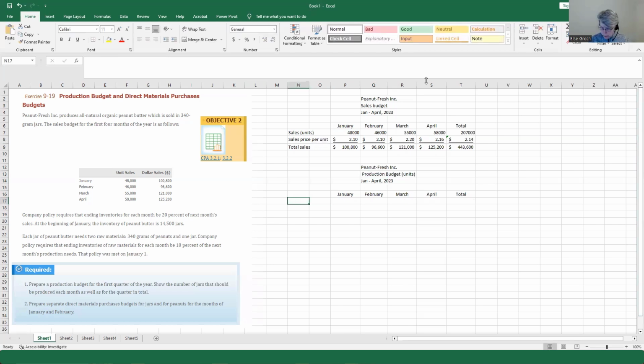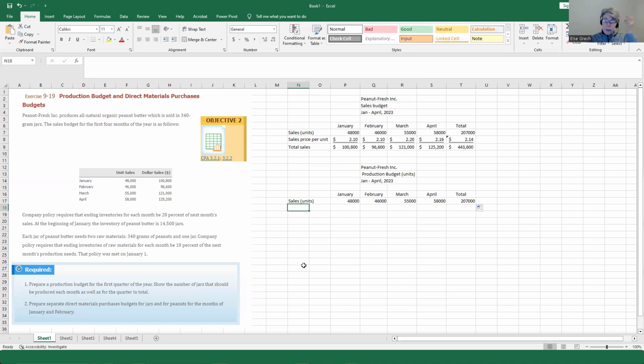And so we start with the sales in units because that's our starting point. So I'm going to pull them down. There we go. Now, we have our sales in units, and we have to determine what we want our desired ending inventory to be.